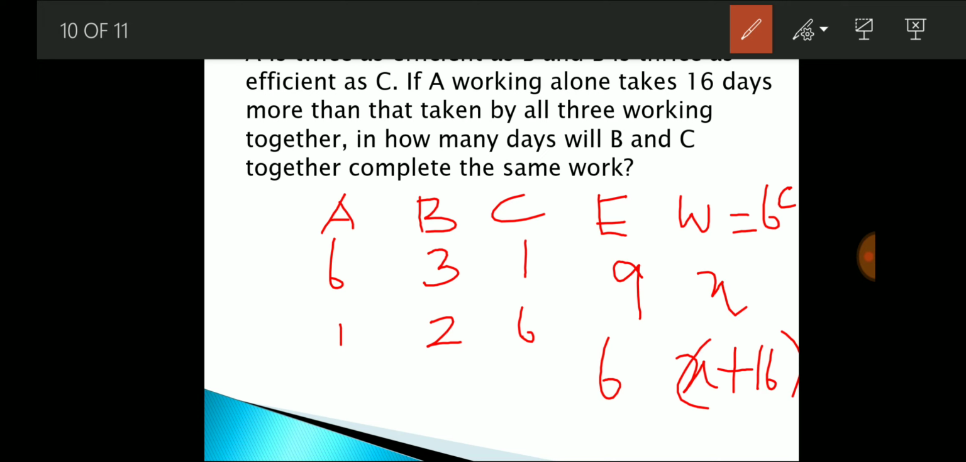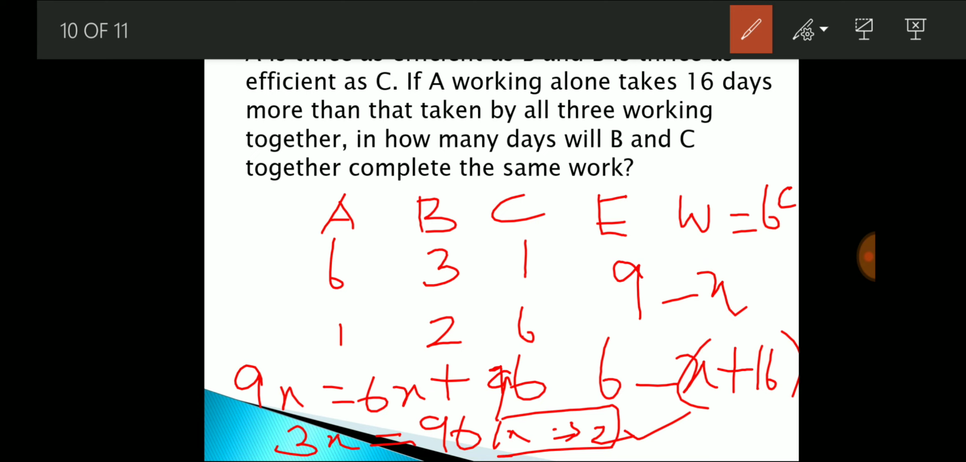So 3x is equal to 96. x is nothing but 32. So if x is 32, which means A, B, C, all three together take 32 days to finish the work, then A alone takes 16 more days. So A alone will take 48 days.